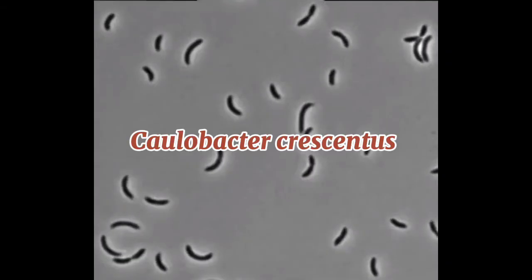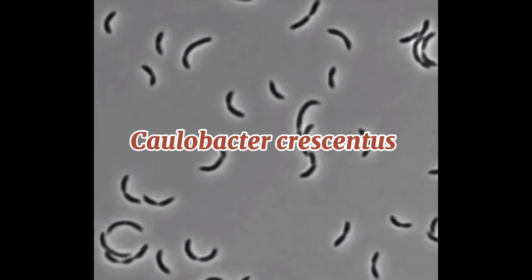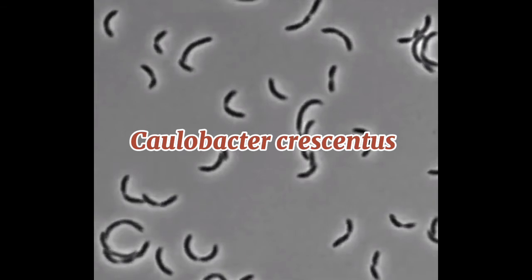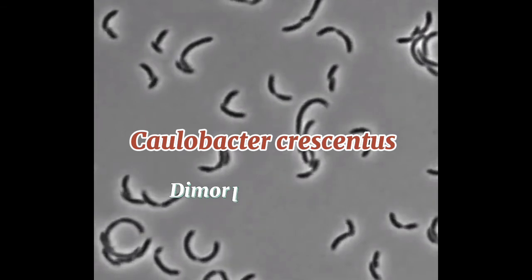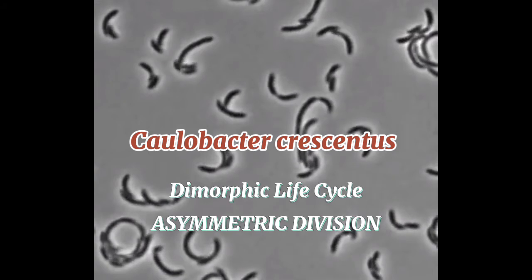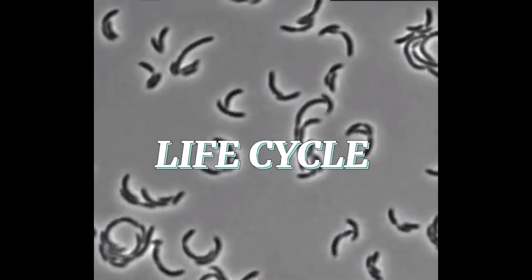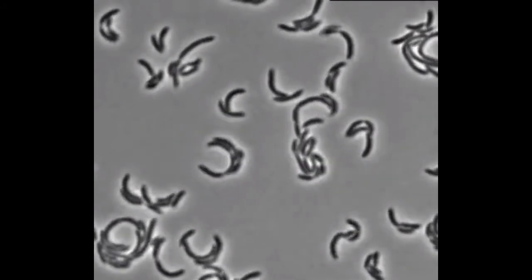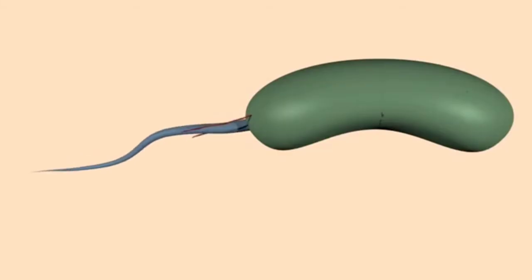The researchers come up with Caulobacter crescentus because among Caulobacter species, the non-pathogenic strain Caulobacter crescentus has been most studied primarily for understanding its dimorphic life cycle and its asymmetric division. The life cycle of a C. crescentus begins as a curved rod-shaped motile cell known as a swarmer.